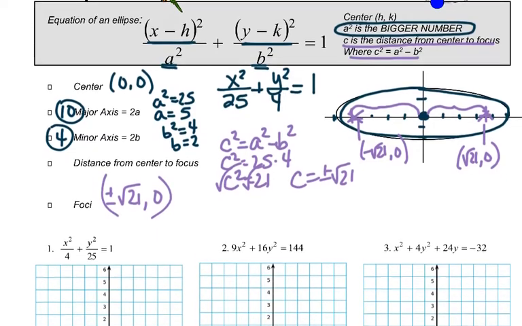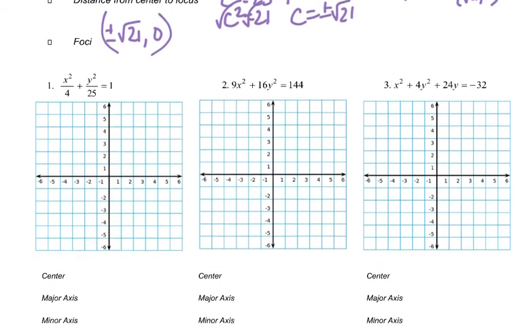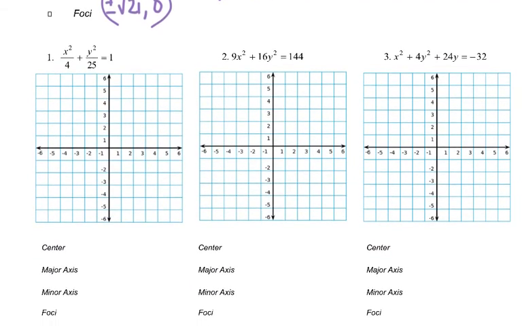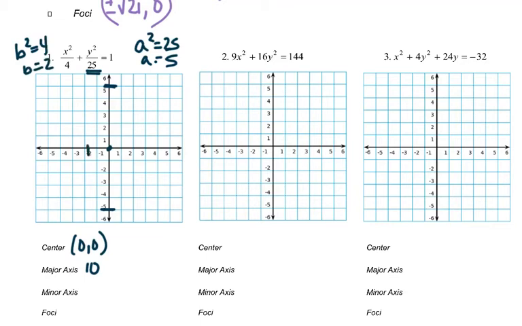So let's try it again with another one. And you might say, that's the same problem. It's got the 4, it's got the 25, it's got the center of 0, 0. But the difference is that the bigger number is now under the y squared. So a squared is 25 and a is 5, and the major axis is 10. But I'm going to go up 5 and down 5. The b squared is 4, and b is under the x, so b is 2, so I go right 2, left 2 for a minor axis of 4.